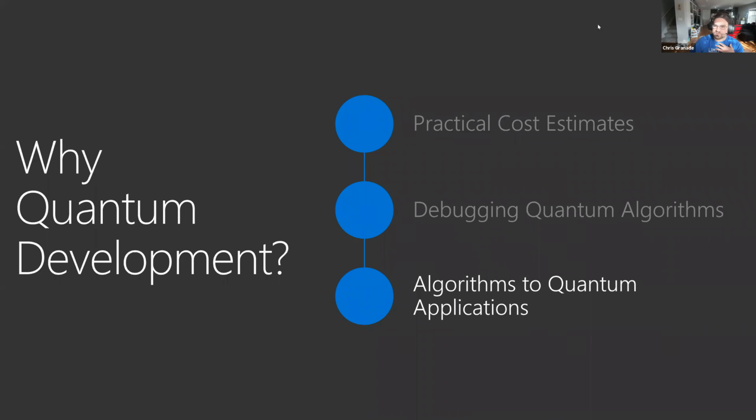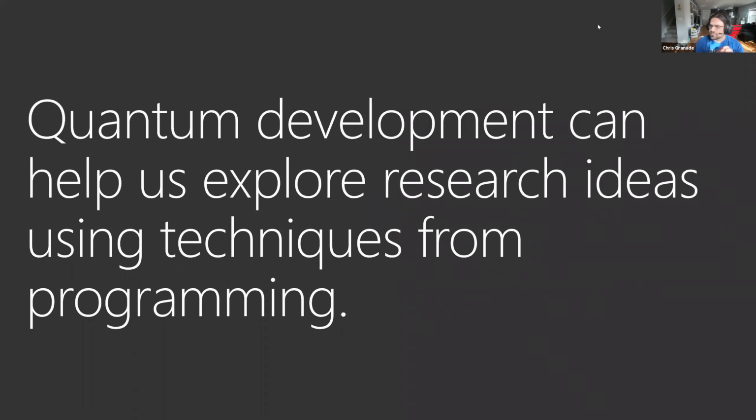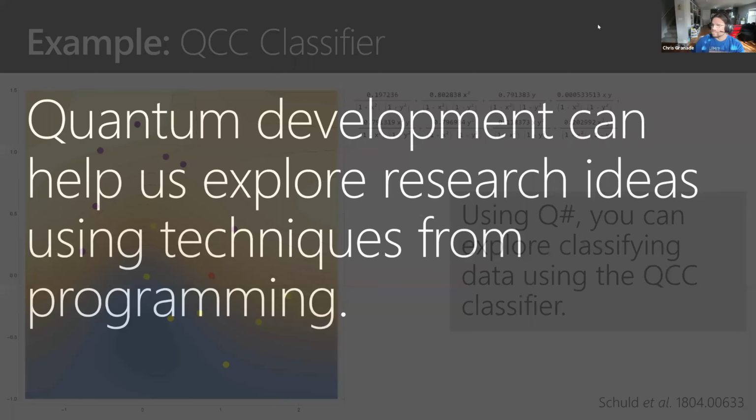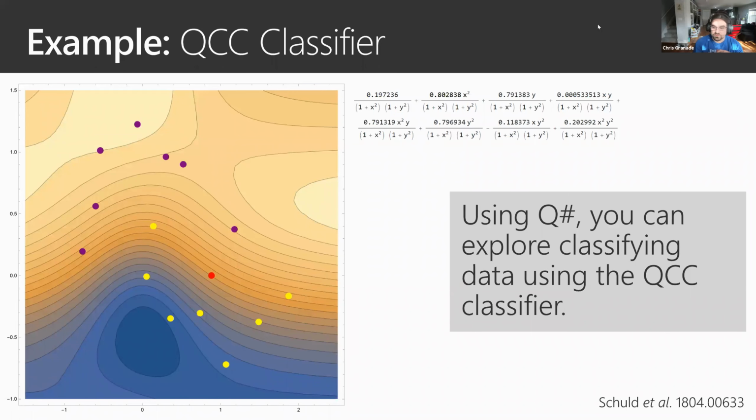But the one that is always really near and dear to my heart is that when we write out quantum programs, when we develop them explicitly, we move from algorithms to applications. So the theme to all of that, I think, is that quantum development lets us explore research ideas using what we've learned from classical computer science and from classical software development.